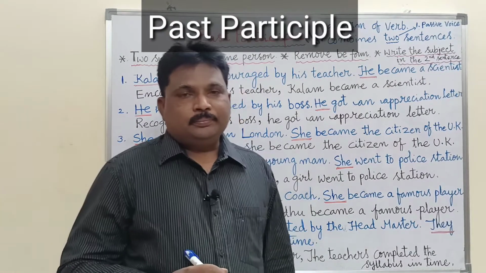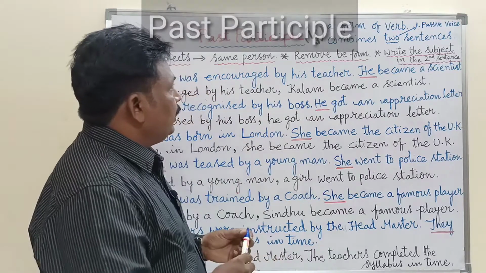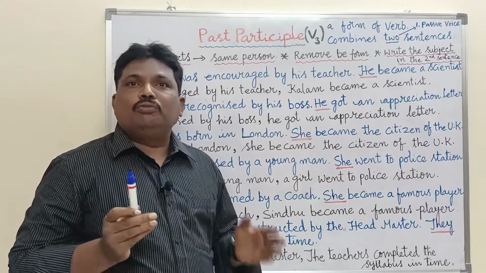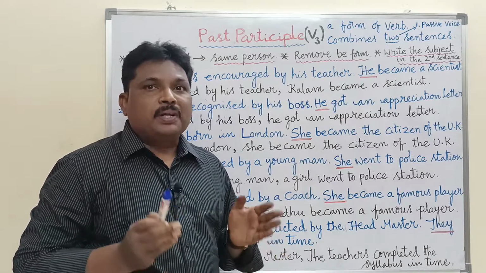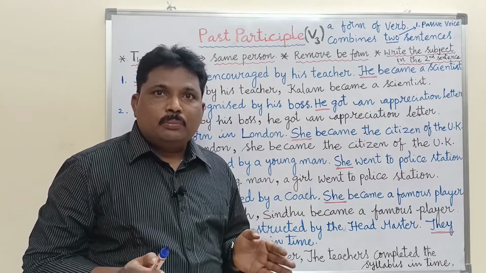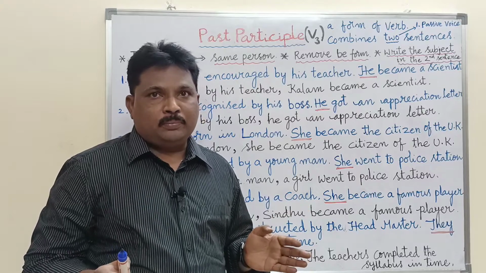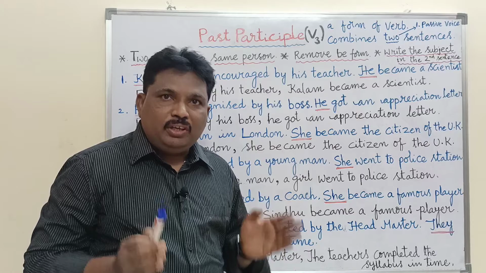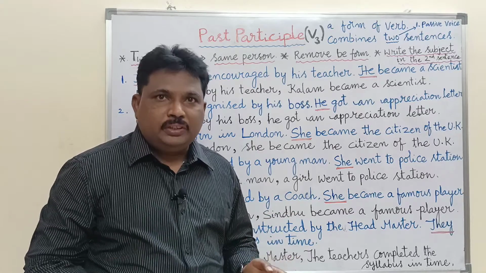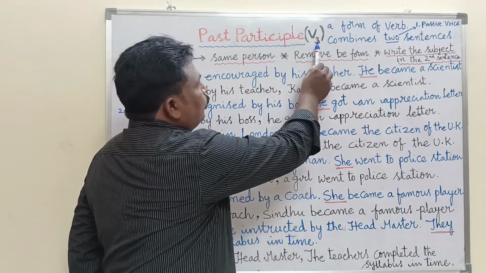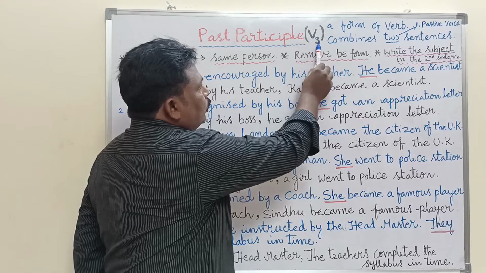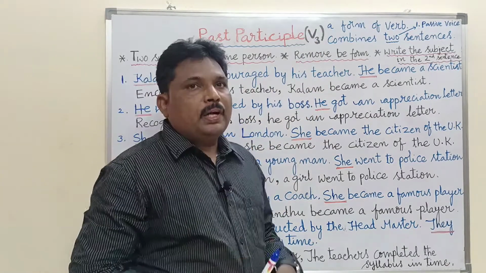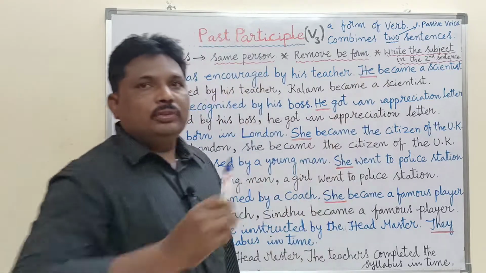Past participle is the third form of the verb. You know, the verb has three forms: present form, past form, and past participle form. For the convenience of the students, the teachers say V1, V2, V3. So that is the V3, third form. V means verb. The third form of the verb is past participle. See, the past participle is a form of a verb.